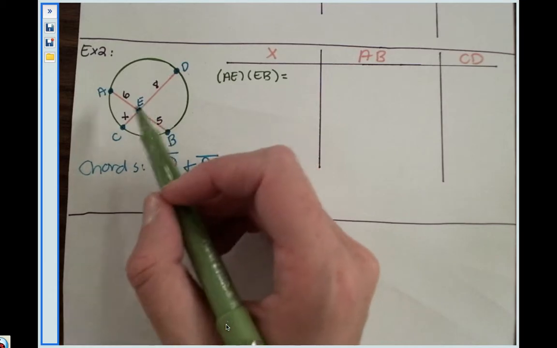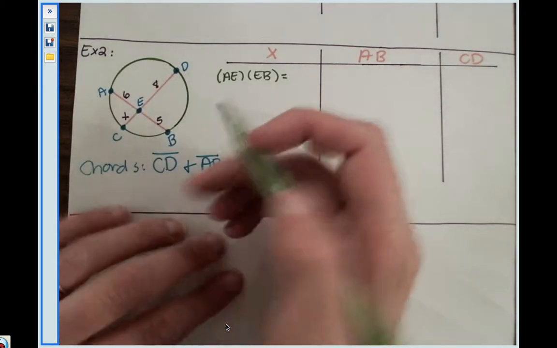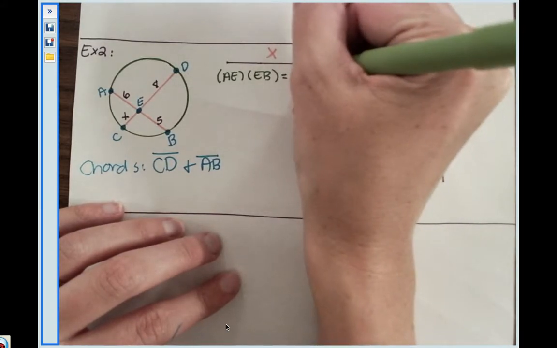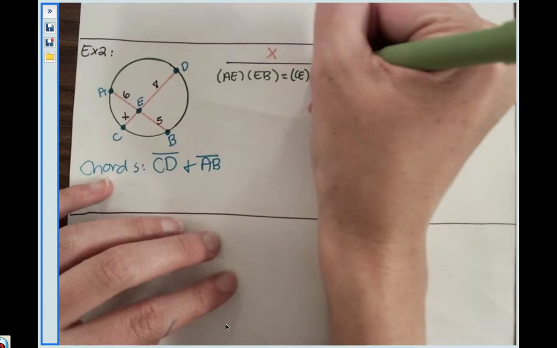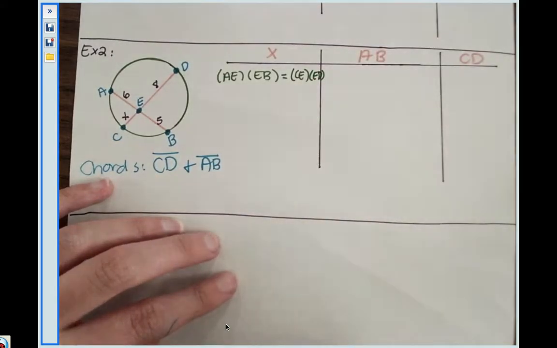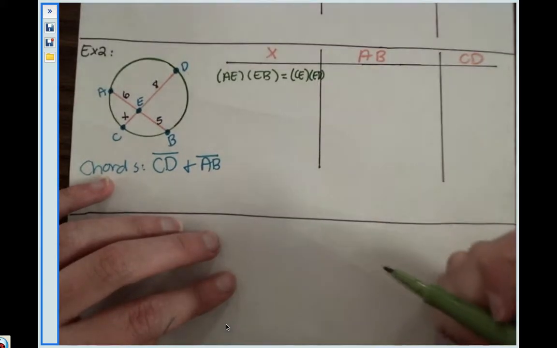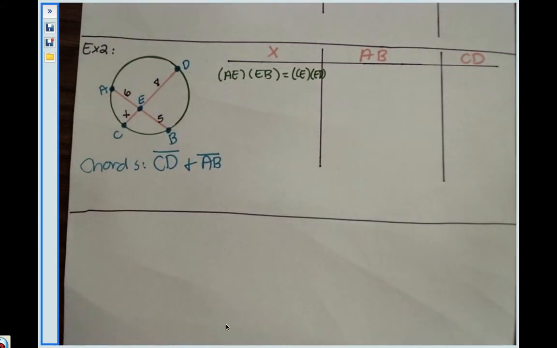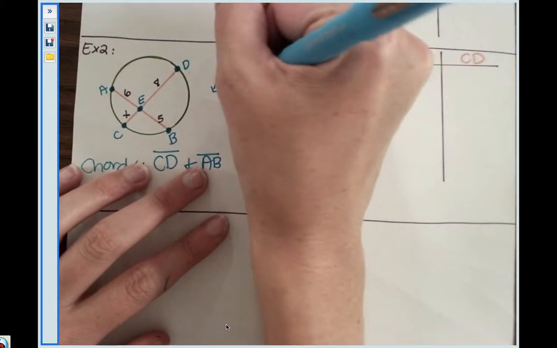So the other two segments on my other chord are CE and ED. So I'm going to multiply those together. So CE and ED. I've run out of space. Should have started further over. But anyways, let's fill in those values. All right, so I'm going to put AE over here so I have more space and ED over there.